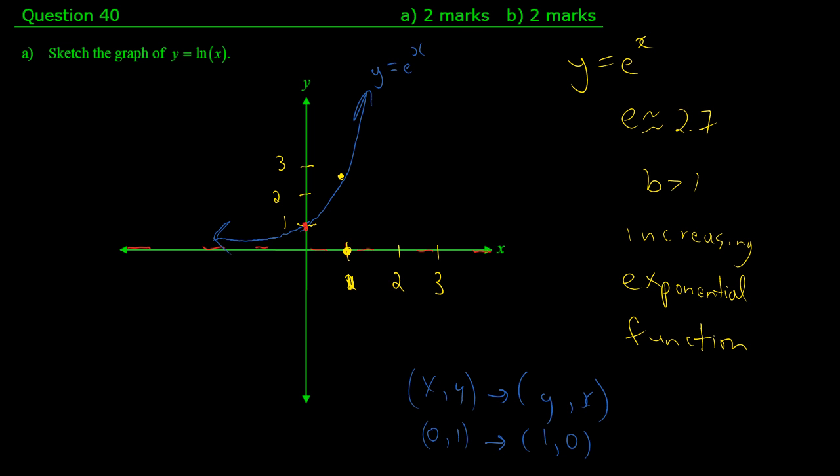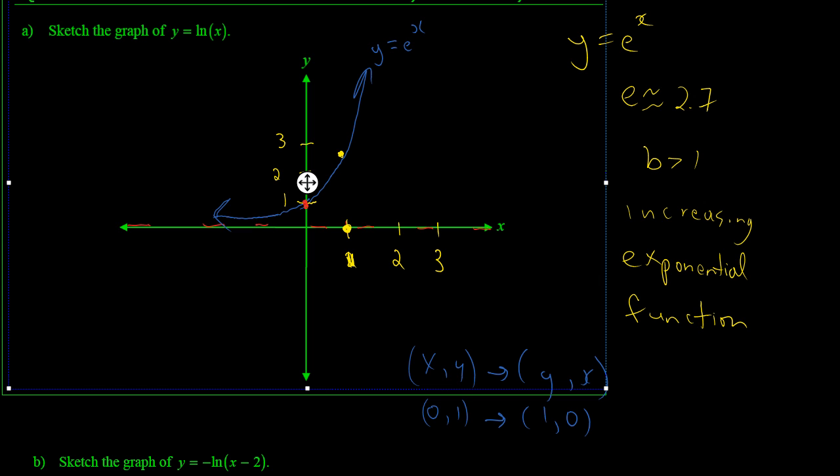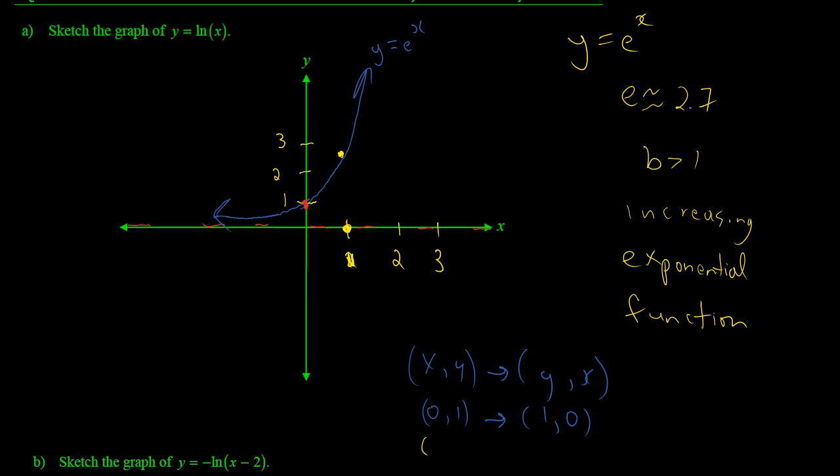So here it is. The other point that is fairly important is the point 1 comma about 2.7, which becomes 2.7 comma 1. It's a graph, so about is pretty good. So over 2.7, forgive my scale, up 1.